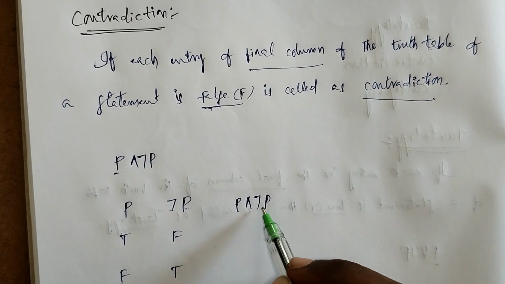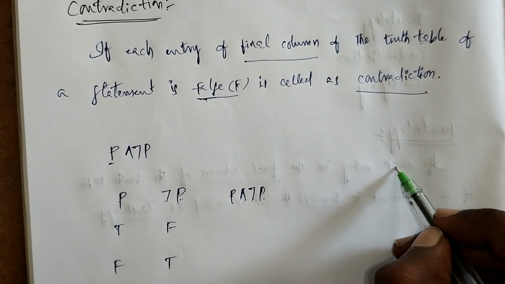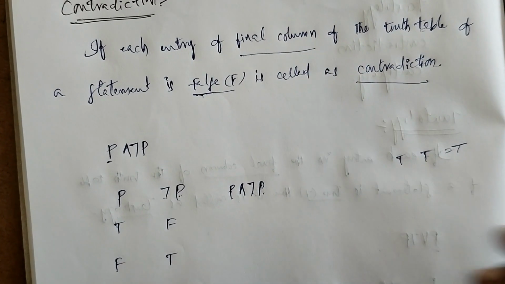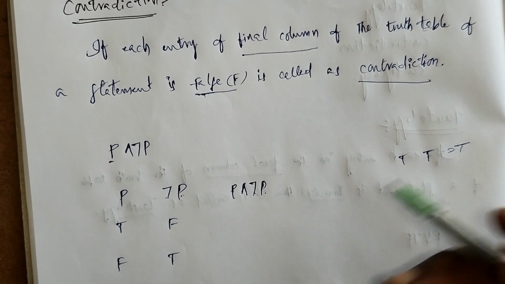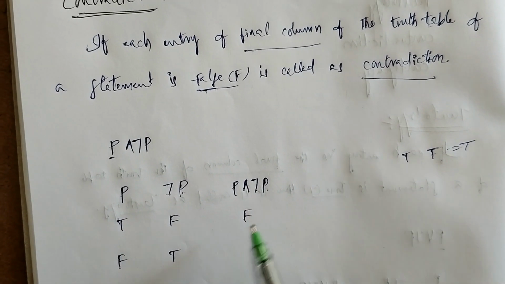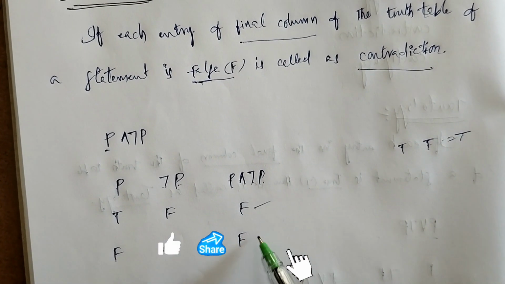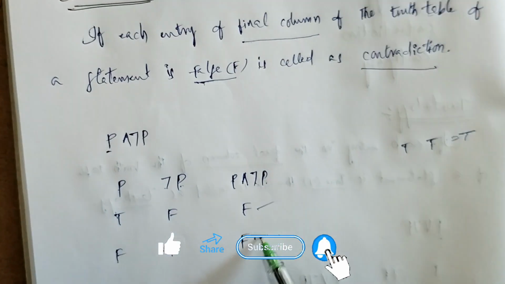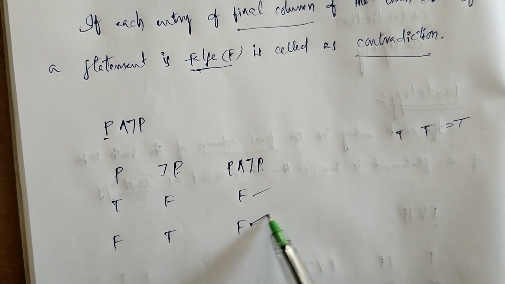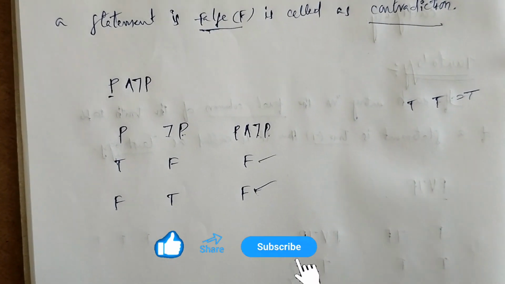P and negation of P, that means the AND condition is true when true true, or else any other combination becomes false. So here true false means false, false true, false. So here the final column of the truth table of a statement is false, so this is called as contradiction.